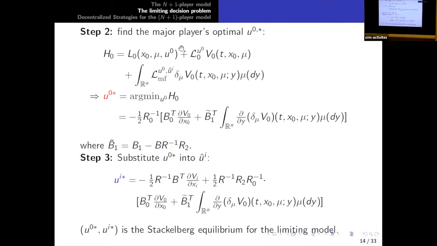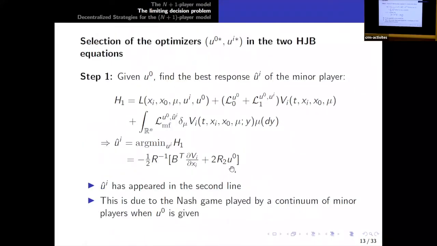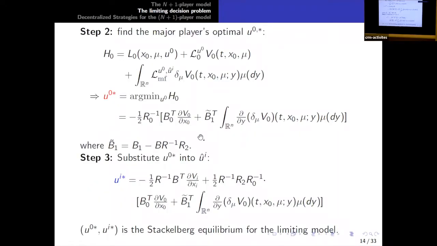Okay, then this major player further adjusts its action U0 start. So this is how we can figure out U0 start. In the calculation, actually, in the second term, for the mean field part, U height I has already contained the effect of U0 as shown here. So in the end, we can determine the optimizer of the major player.